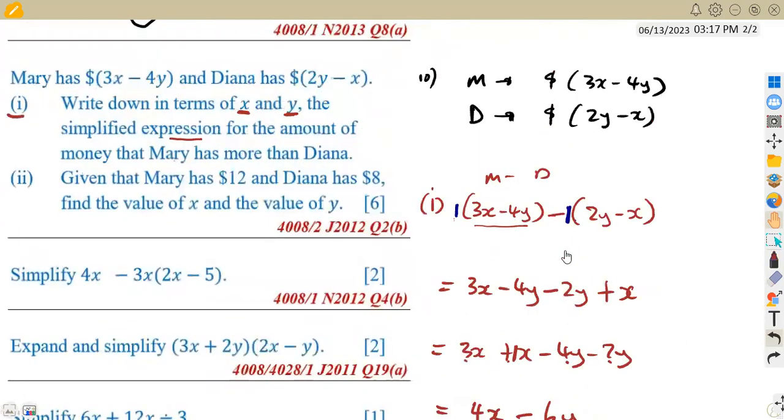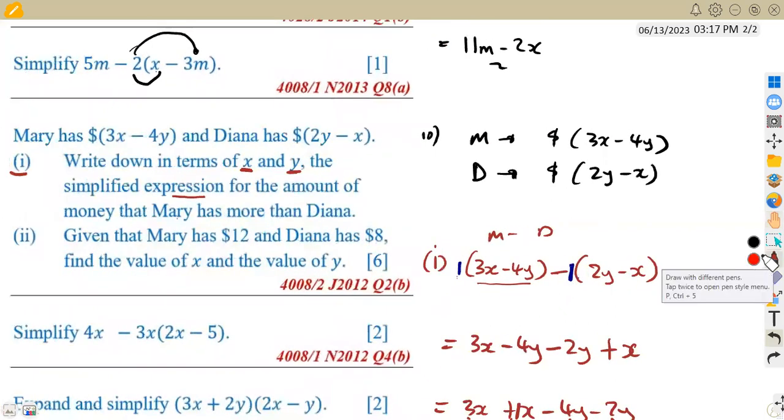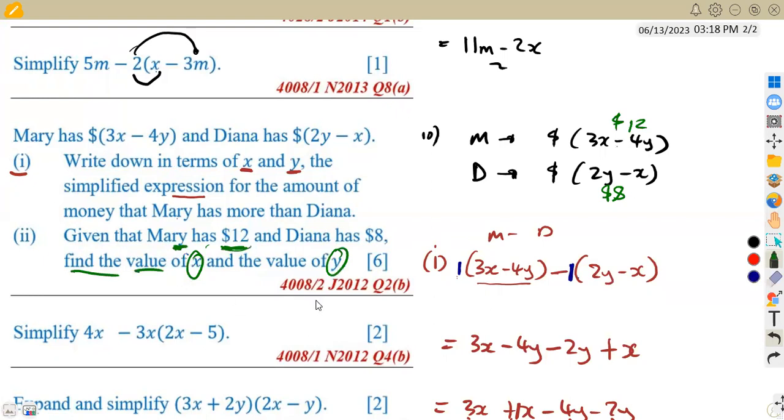Okay, what I was trying to say here, guys, is that if you consider what you have in item 2, we are given the numerical values which correspond to these amounts. The $12 means this has got $12 in actual sense, but here we are given it in terms of an expression. So this corresponds to $12, and for Diana, it corresponds to $8. So if this amount corresponds to 12 and this corresponds to 8, how can we now determine the value of x and y? Because that is our question, to find x and to find y.